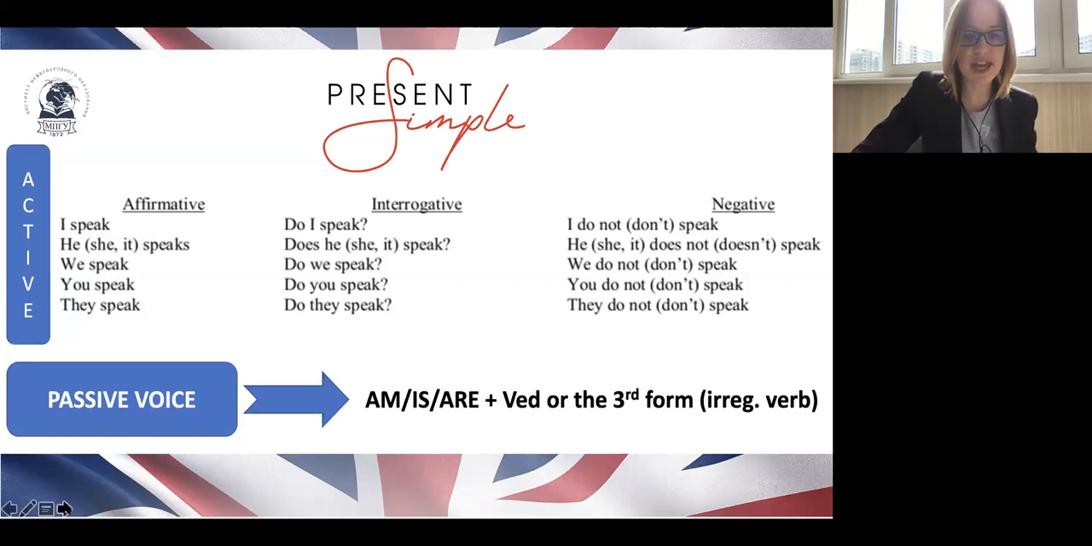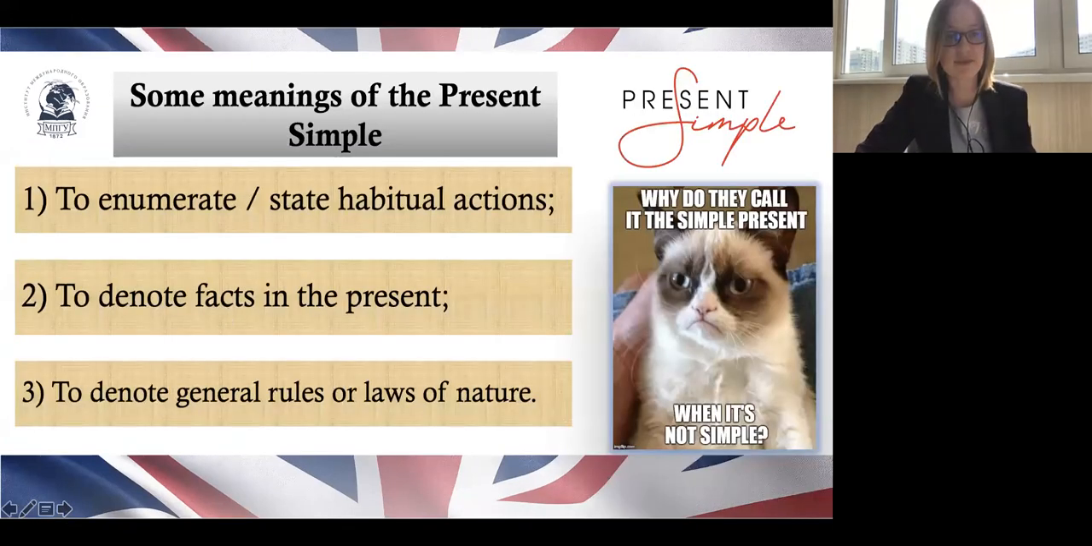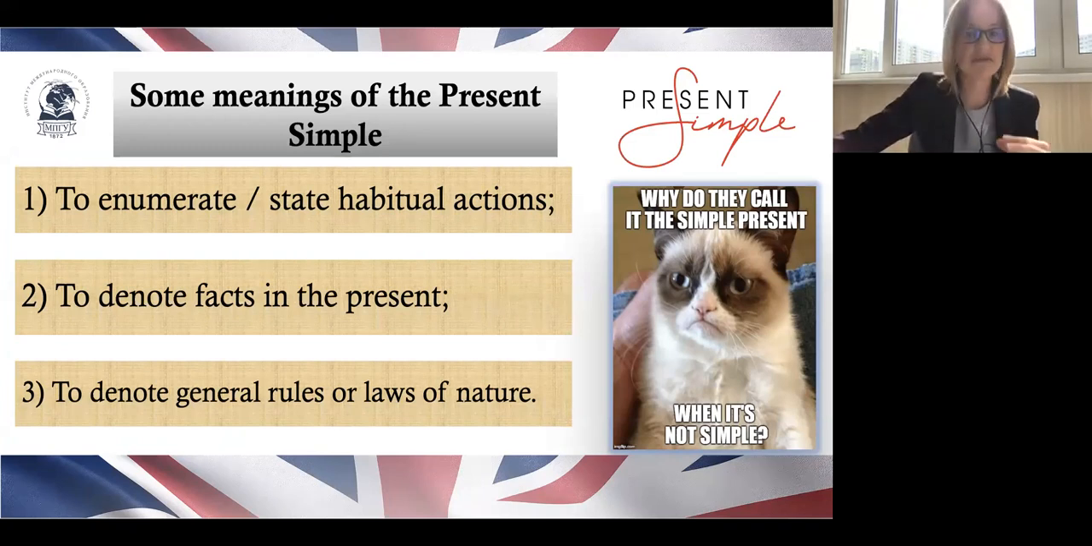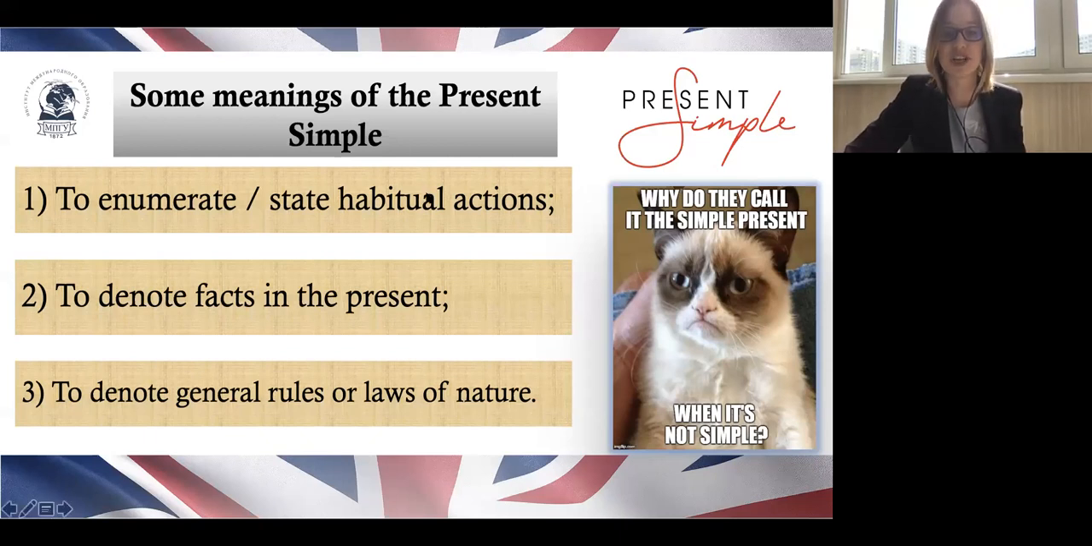Now let's take a look at the following meanings. These are only some meanings of the present simple tense. Let's speak about them in great detail. The first one is to enumerate or to state habitual actions. What does it mean? To name all the actions that take place regularly, that you do every day. For example, you wake up, then you go to the bathroom and you wash your face, you clean your teeth, and so on. These are the habitual actions.